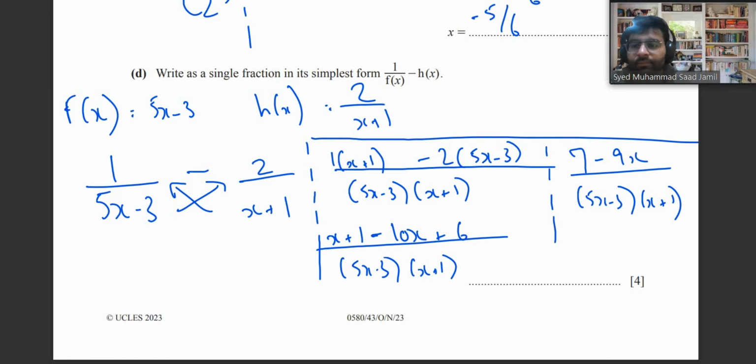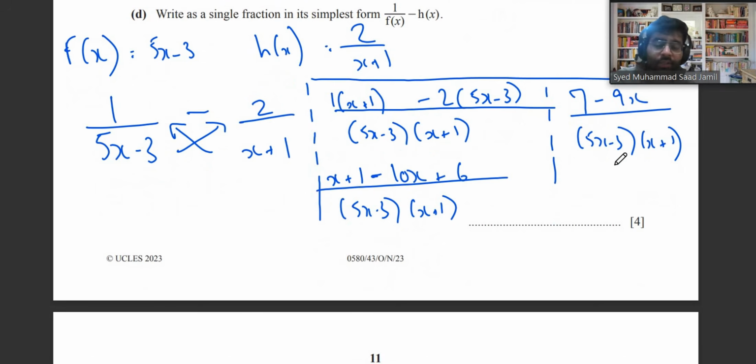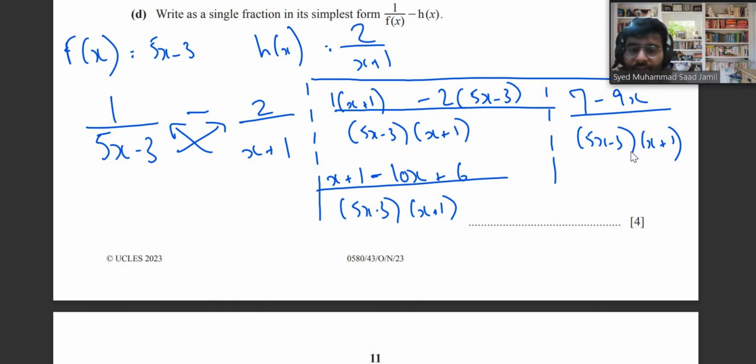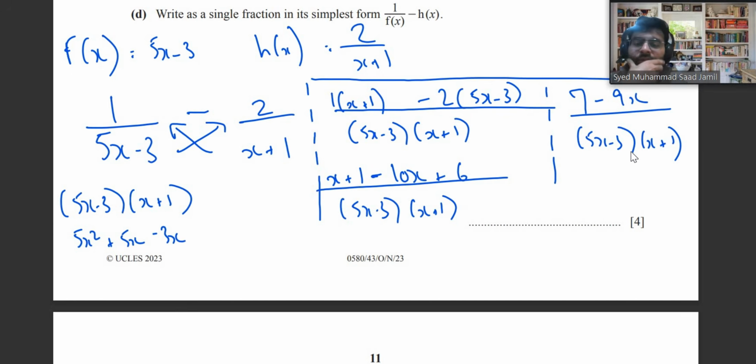Simple algebra. But if you stop here, you won't get the full marks because you have to expand it further. So expand 5x minus 3 multiplied by x plus 1. 5x multiplied by x is 5x square. 5x multiplied by 1 is plus 5x. Minus 3 multiplied by x is minus 3x. Minus 3 multiplied by 1 is minus 3. So this becomes 5x square plus 2x minus 3. Okay.